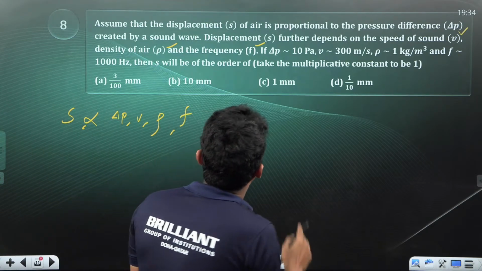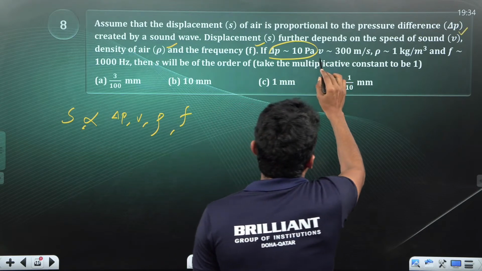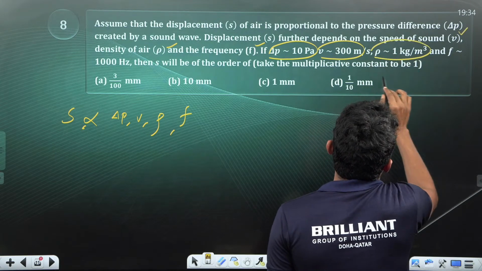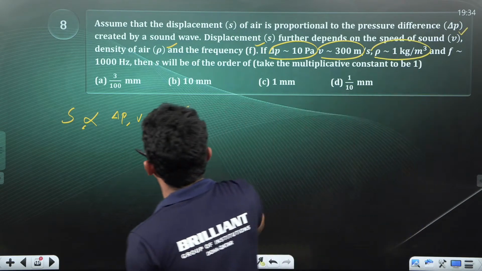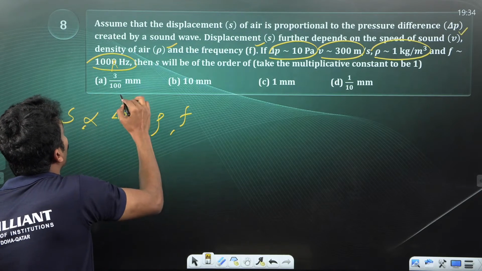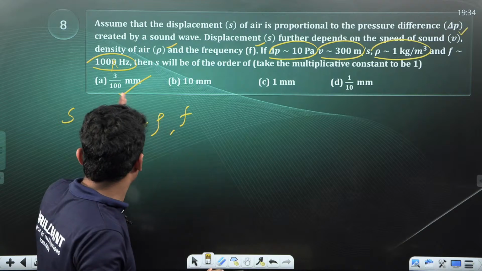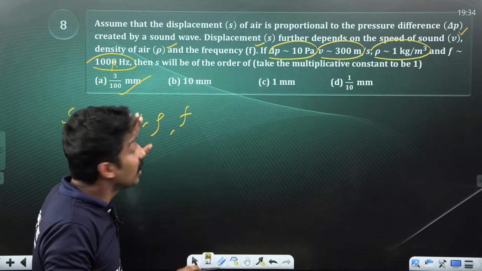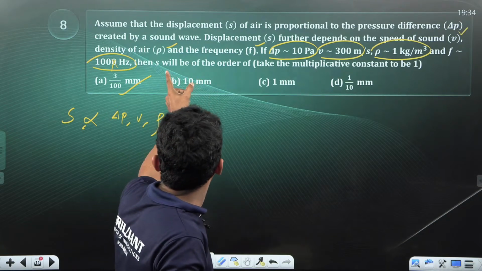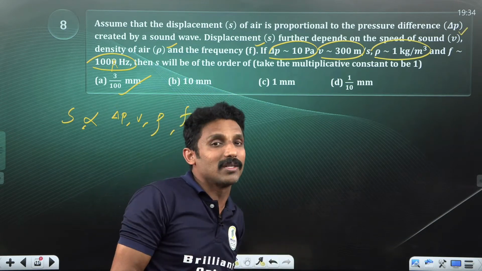Now here a pressure difference considered as 10 raised to 10 Pascal, speed is considered as 300 meter per second, density is 1 kilogram per meter cube, and frequency approximately 100 hertz you take. 100 hertz you take, then only we get this as answer 3 by 100. I explain how this came. This is not 1000, you take 100 hertz. So the question is then S will be of the order of, what is the order of displacement is asked.